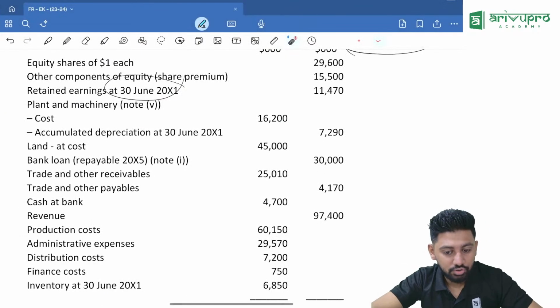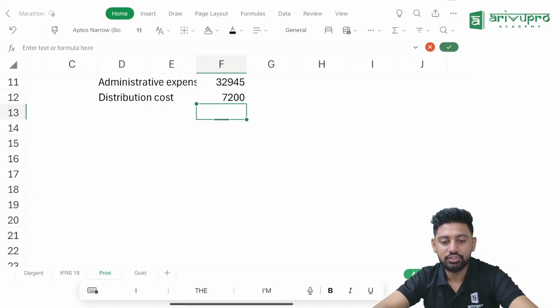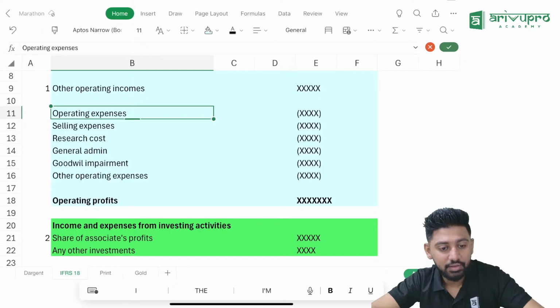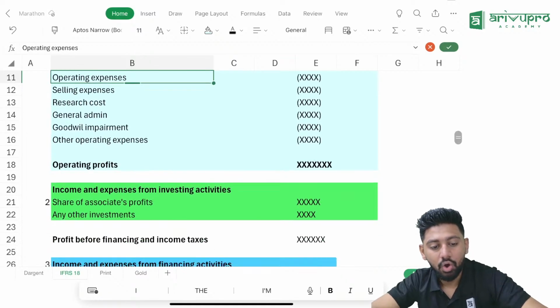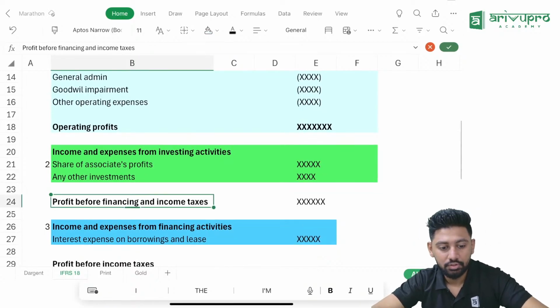And then I have distribution cost 7,200. We did not make any changes there. So I'm going to directly take distribution cost. Done. Now that I'm done with this, I'm getting into my operating profits, or in other words, profit before financing and income taxes.